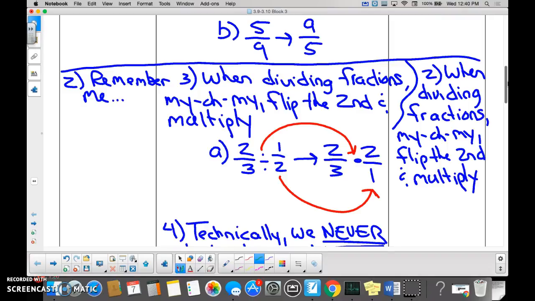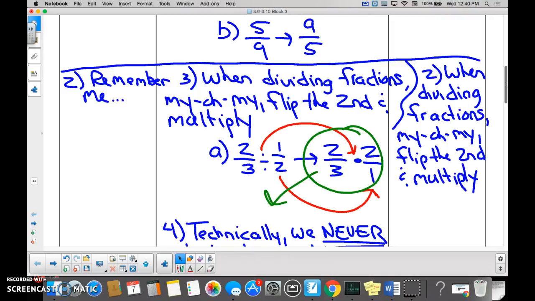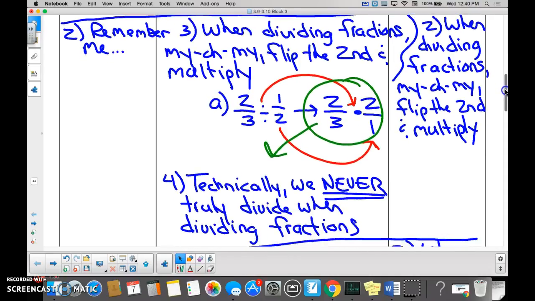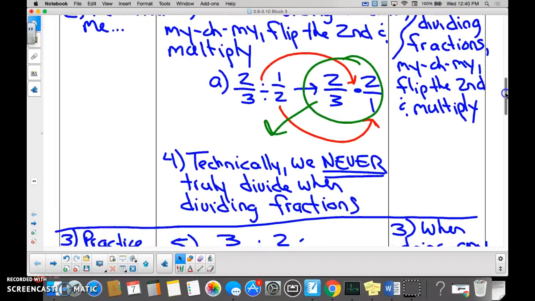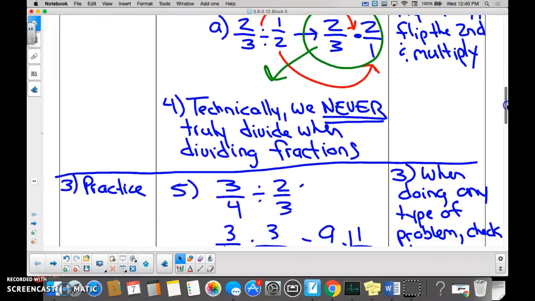Should you write your rewritten problem next to or below the original? Below. It should actually go down here, right? Yeah. Okay, so you'll see that when we get to our practice. So as Bella said, technically we never truly divide when dividing fractions.